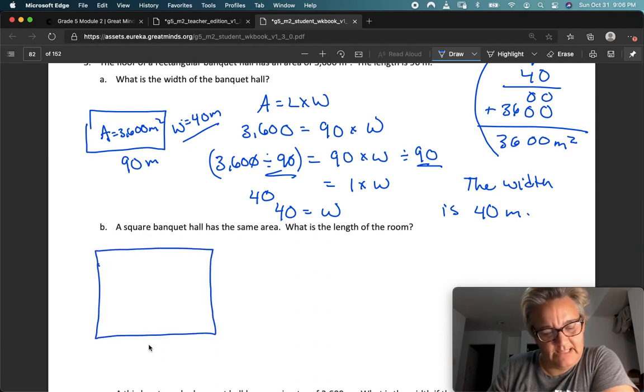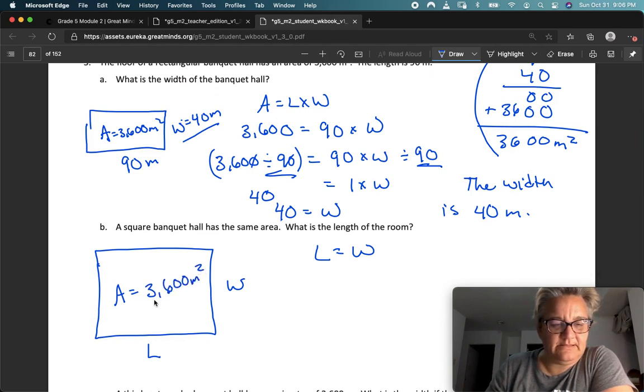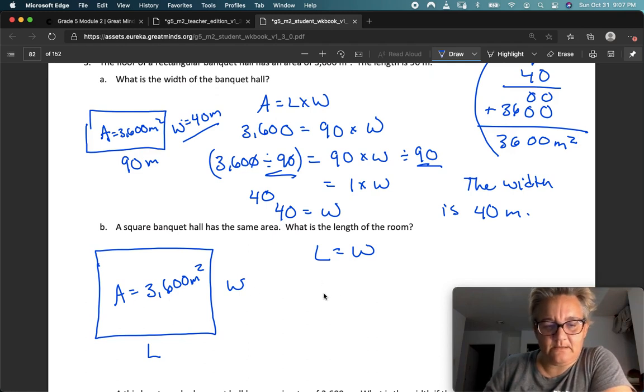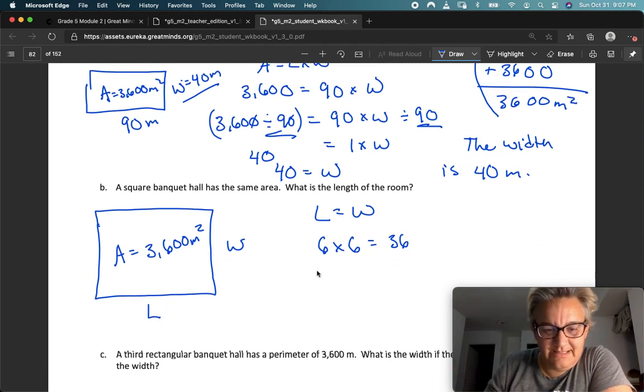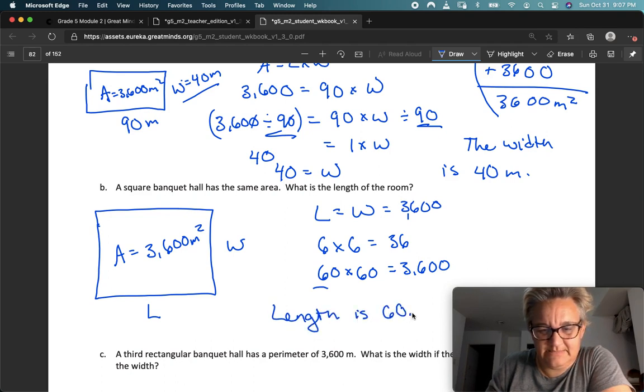Okay, so length and width are equal. That's what we know because it is a square. So squares have the same length on all sides, and the area inside is 3,600 meters squared. So what times itself would get me 3,600? Well, I know that 6 times 6 equals 36. So 60 times 60 equals 3,600. So my length and my width must be 60, right? So length is 60 meters.